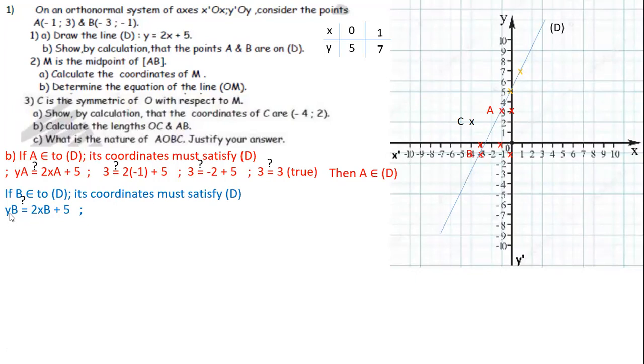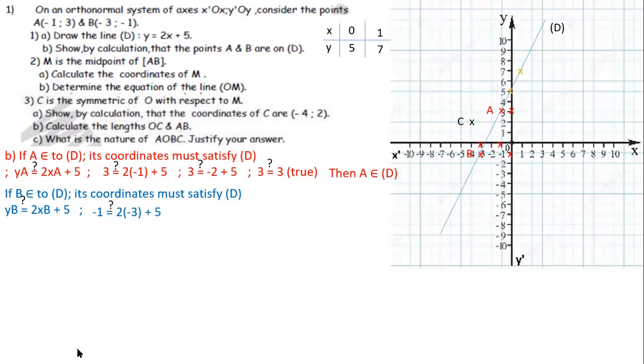What is the ordinate of B? -1. Is it equal to 2XB plus 5? What is the abscissa of B? -3. Okay, so are these two equal?